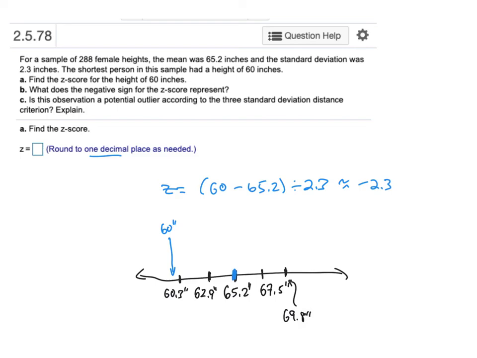The problem asks, what does the negative sign mean? That means that this value, the 60, is below the mean. So a negative z-score means that you have a value that's smaller than the mean. And then, is this observation a potential outlier? Well, no. We said our outliers, using the standard deviation rule, are just things that are more than 3 standard deviations away from the mean, which means that we'd have to have a z-score of less than negative 3 or greater than 3 to consider a data value to be an outlier.